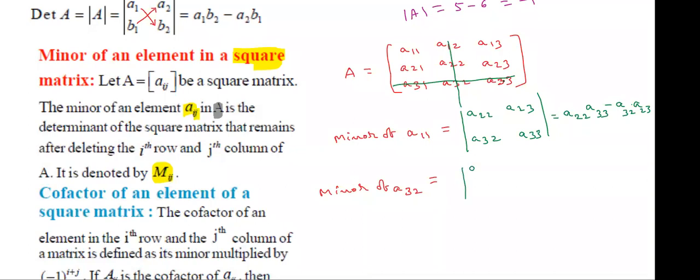See, A11, A21, A13, A23. Next, how to do the determinant? We know that it is AD minus BC. That means A11 A23 minus A21 A13. The minor of an element is denoted by Mij. That means the minor of A11 is M11. The minor of A32 means M32.